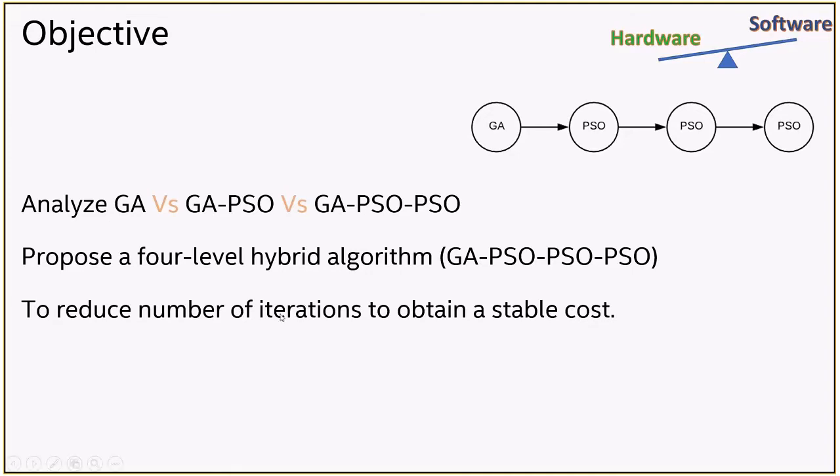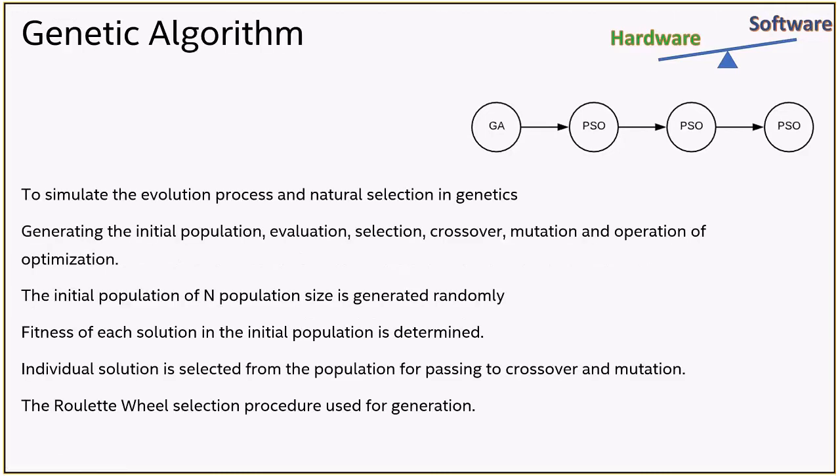In fewer iterations, we have to find out what is the correct hardware-software combination. So I will analyze a genetic algorithm plus particle swarm in 2 levels, and I will propose a new one: a genetic algorithm with 3 levels of particle swarm. First we'll go through the genetic algorithm, a little bit of background.